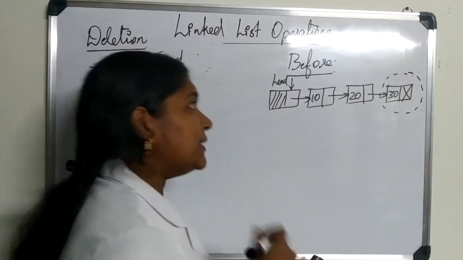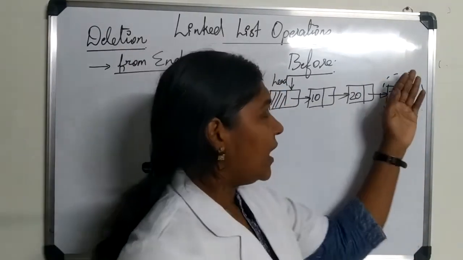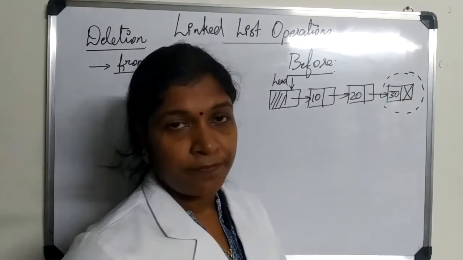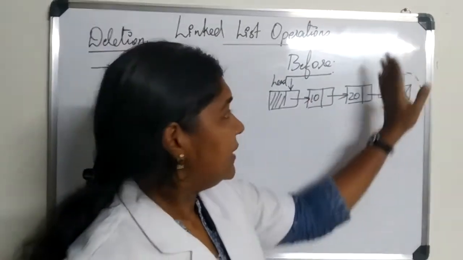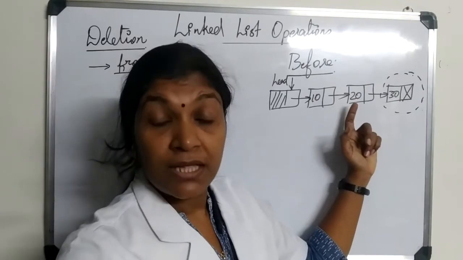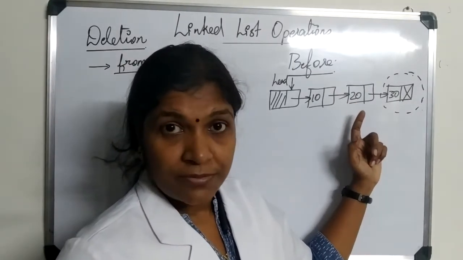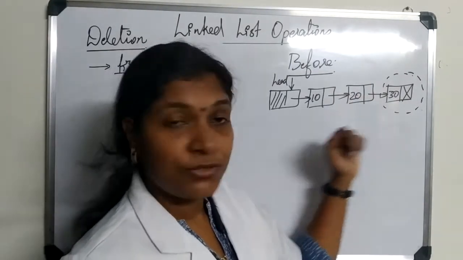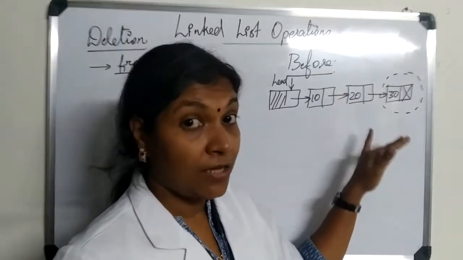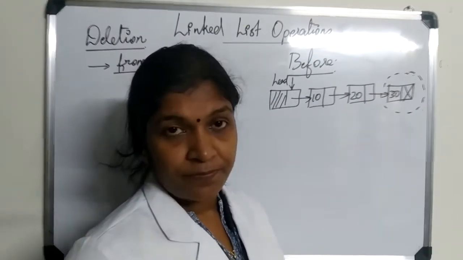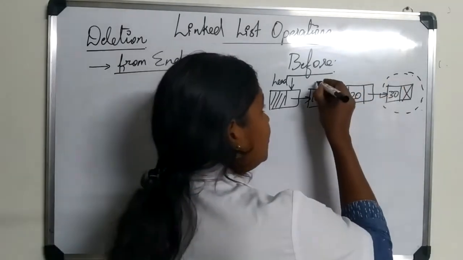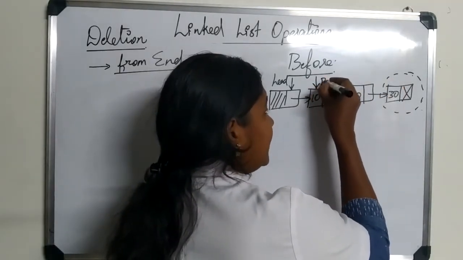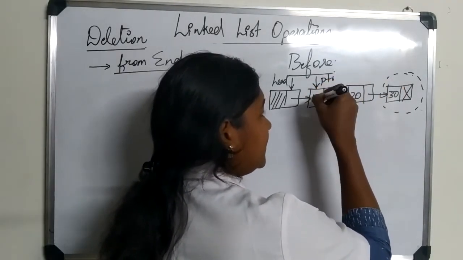So what is the change we are expecting after deleting this node? If we are deleting this node, then the second last node should become the last node, right? So we should make the second last node the last node. And how is it possible? We know how to point PTR here.